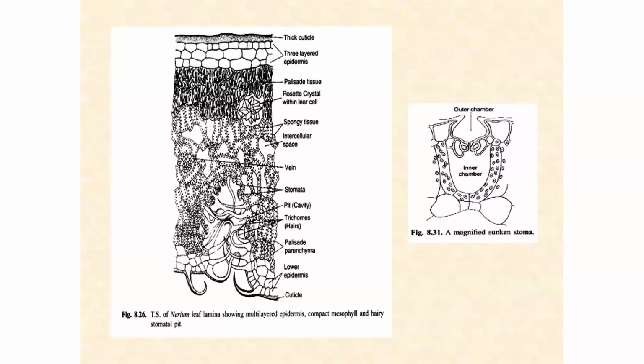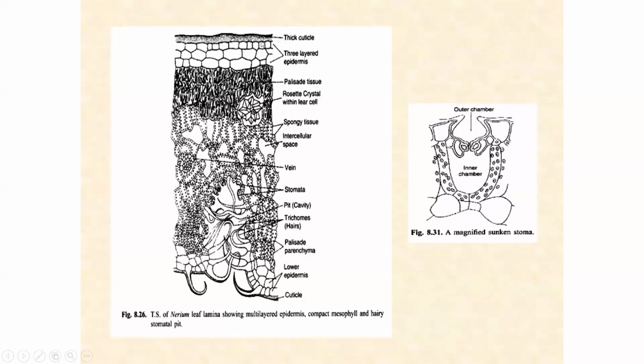So here this is the structure. Here the sunken stomata. It contains the outer chamber and inner chamber, and this is the stomata. Here also the TS of the Nerium leaf, which shows a multi-layered epidermis.